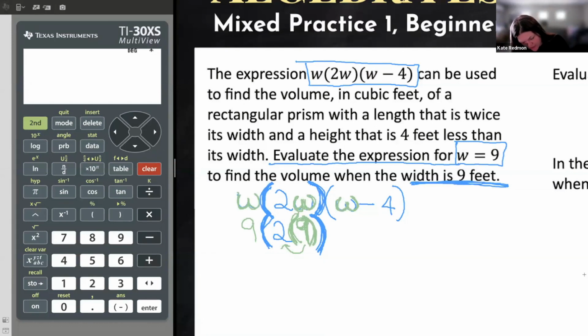And now again, I see parentheses here in blue, so I'm going to still have parentheses, but my W is going to get replaced with 9. Now this one I don't need in parentheses because that W is not shoved against anything. It's not multiplying. I'll just have it like that. And from that, I want to subtract that 4.